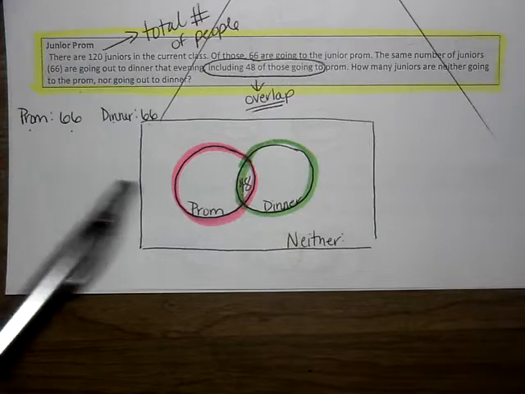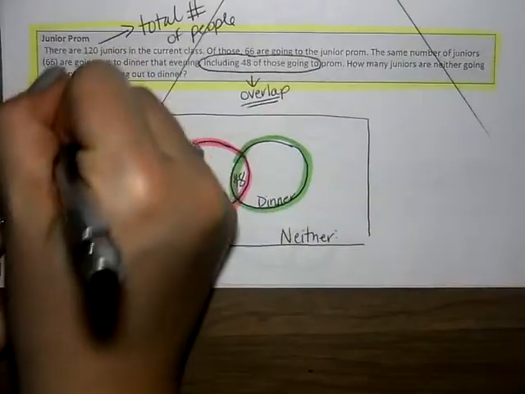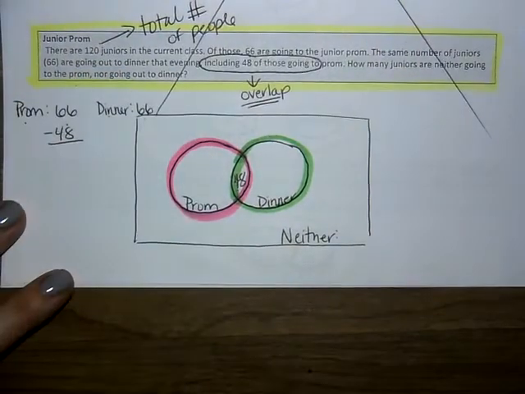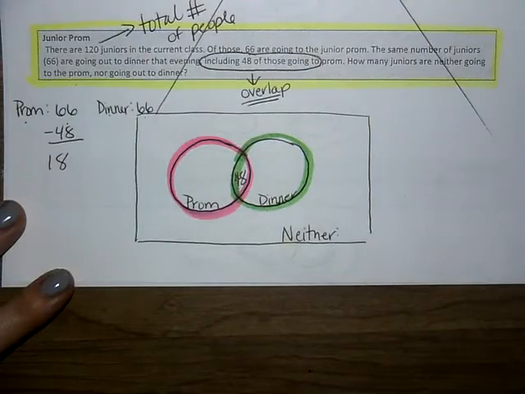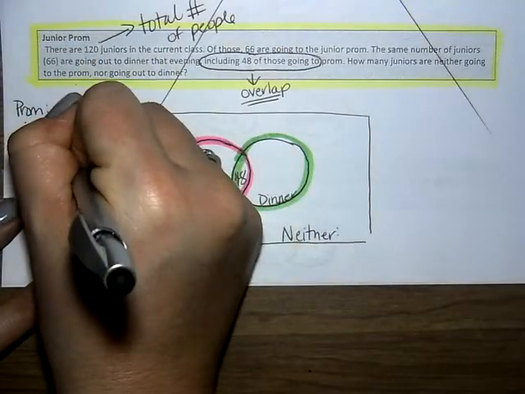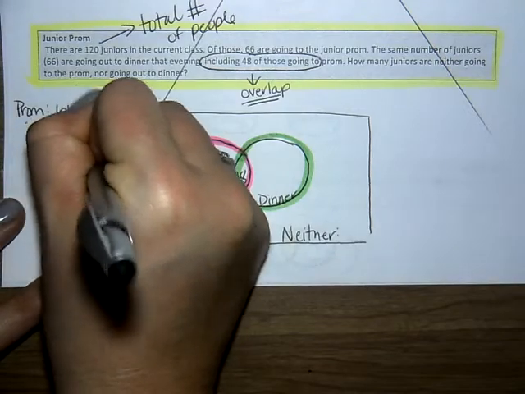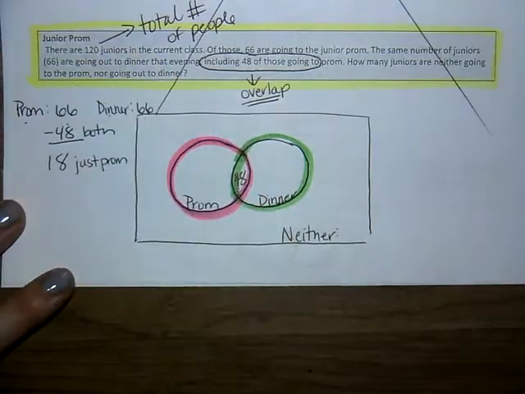Subtract them, because wouldn't that tell me the people that are going to just prom or just dinner? So I'm going to subtract 48. Okay, that's going to give me 18. So that means that 18 people are just going to prom, because this 48 represented both.